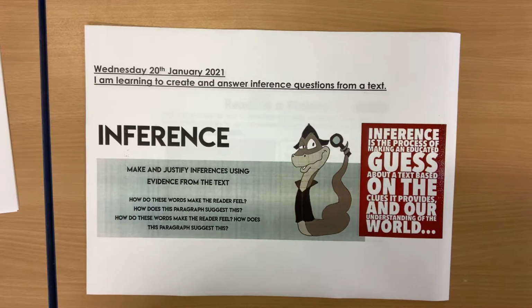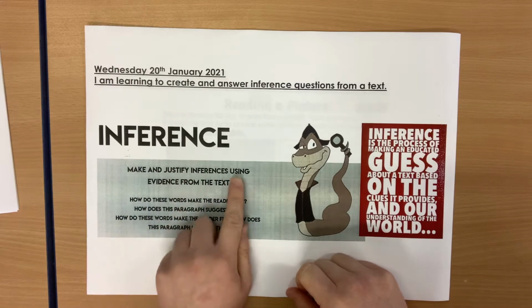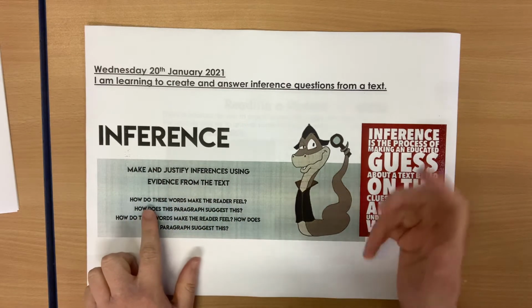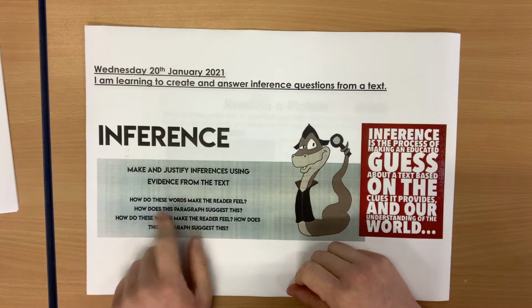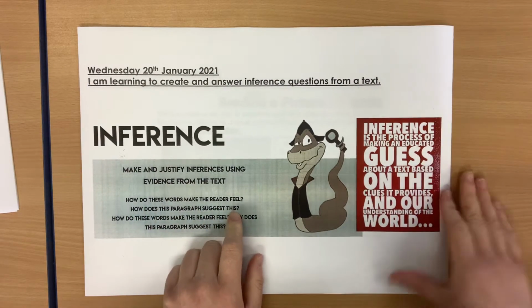Today we are focusing on inference, and inference is the next letter in our VIPERS reading comprehension skills. So what is inference? Well, inference allows us to make and justify inferences using evidence from the text, okay? And it'd be questions similar to how do these words make the reader feel, or how does the paragraph suggest this?